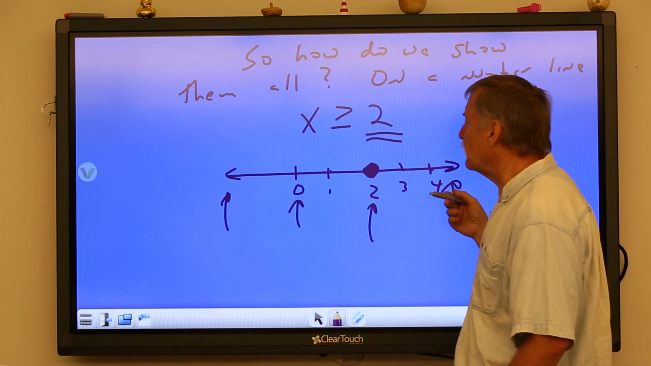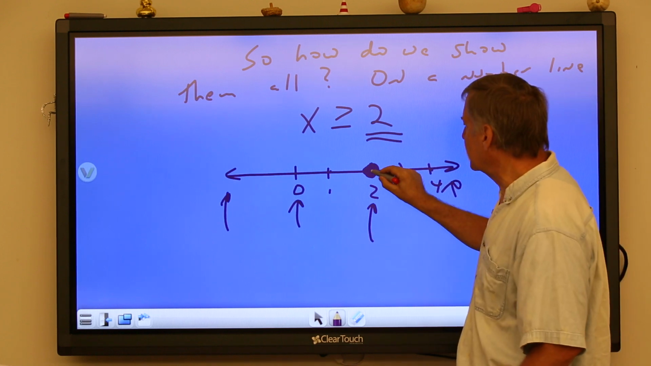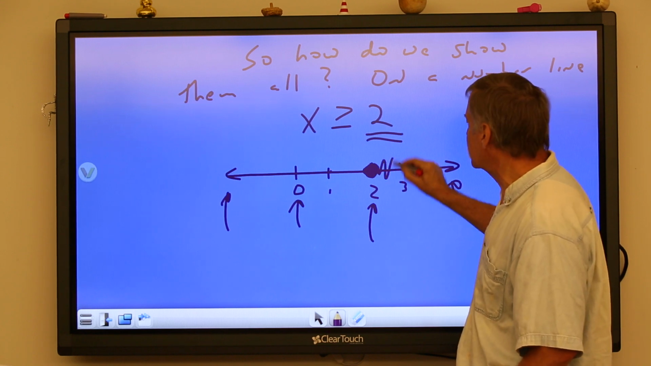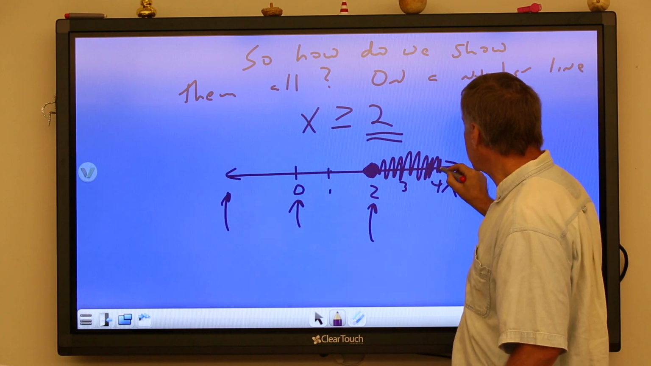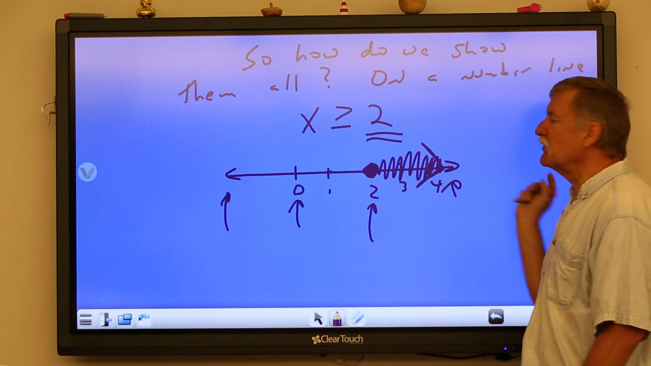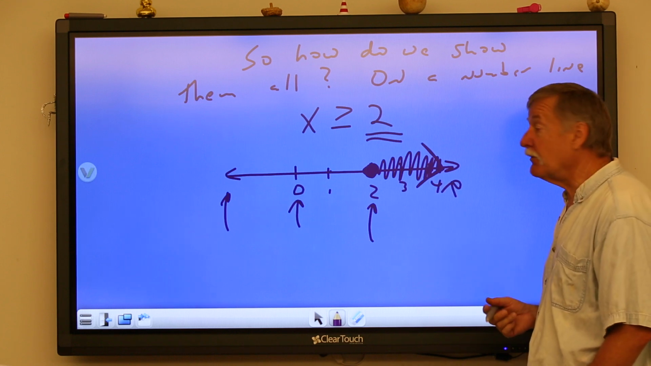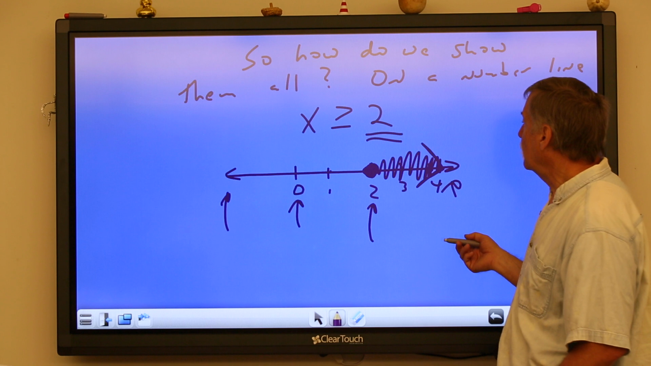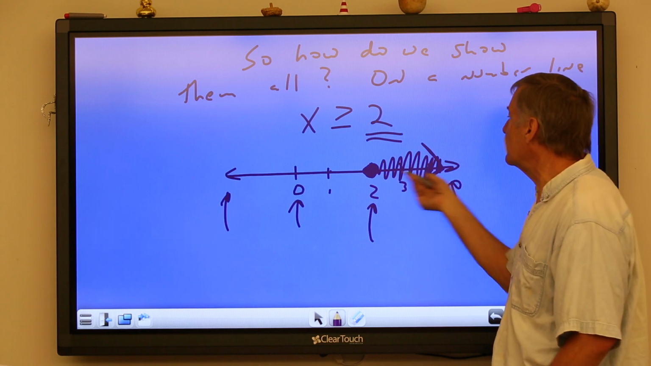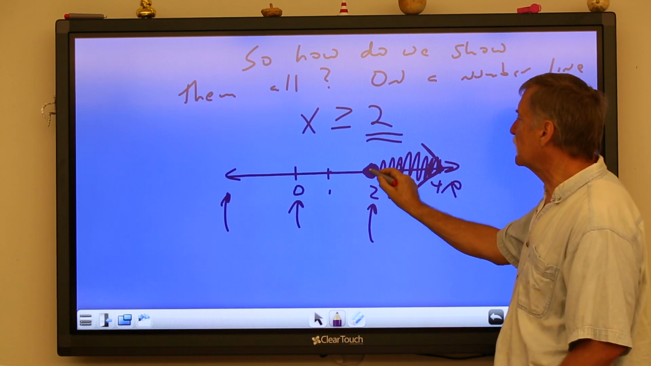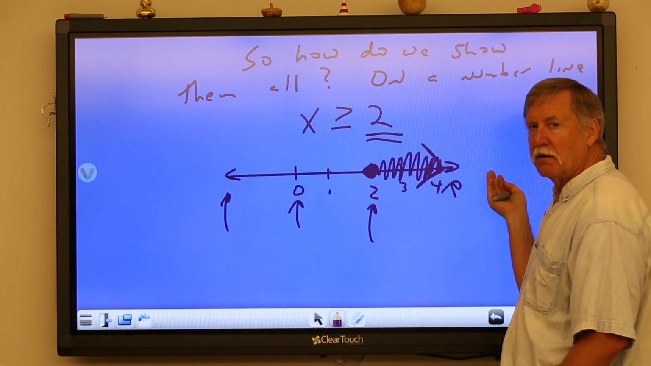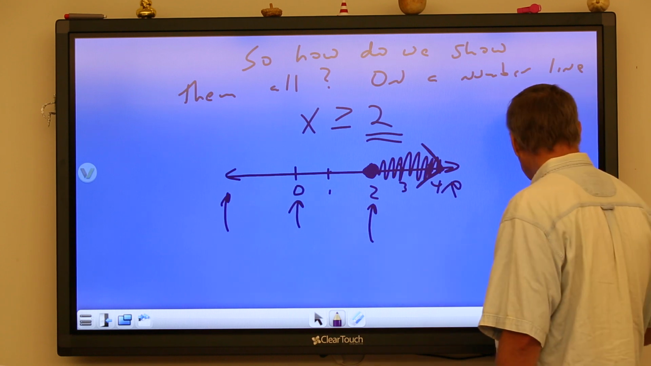So I do not want to go that way, but everything this way is greater than 2. And we show that by what's called shading. That's just simply on the number line, from the number you're interested in, I'm just going to make a squiggly shade with an arrow symbol that shows that the shading goes on forever. That way I don't have to go on forever. All right? And that's the answer. I have just graphed everything in the universe that is greater than or equal to 2 by using a closed circle on 2 and shading all the direction that is greater than 2.